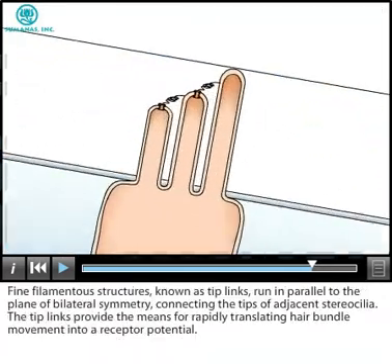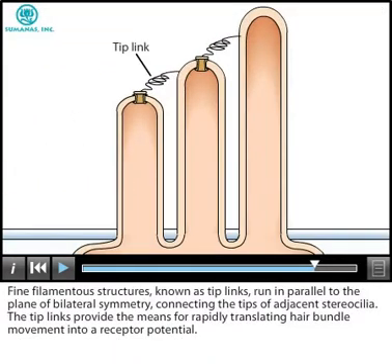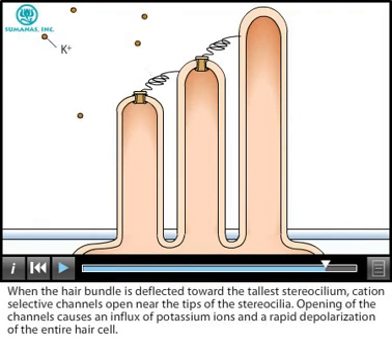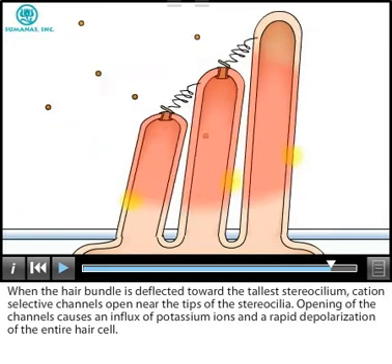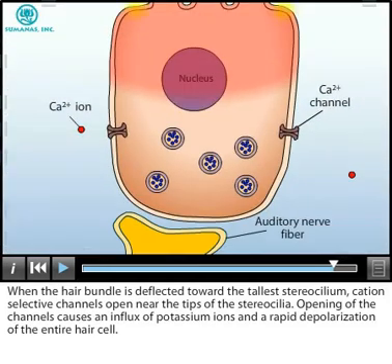Fine filamentous structures, known as tip links, run in parallel to the plane of bilateral symmetry, connecting the tips of adjacent stereocilia. The tip links provide the means for rapidly translating hair bundle movement into a receptor potential. When the hair bundle is deflected toward the tallest stereocilium, cation selective channels open near the tips of the stereocilia. Opening of the channels causes an influx of potassium ions and a rapid depolarization of the entire hair cell.